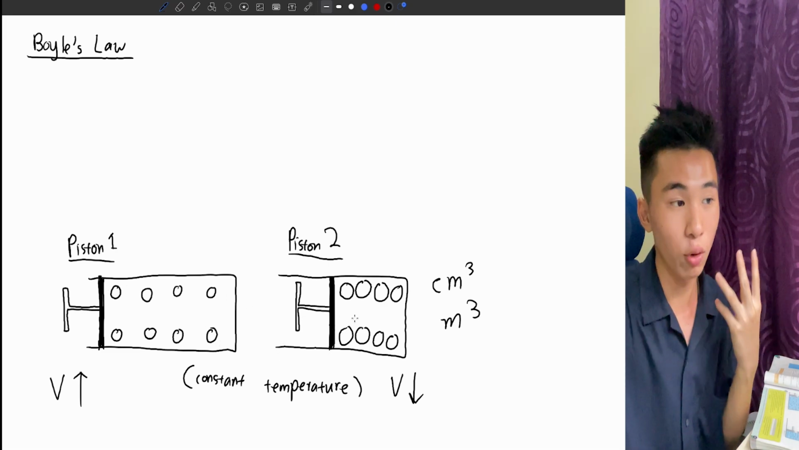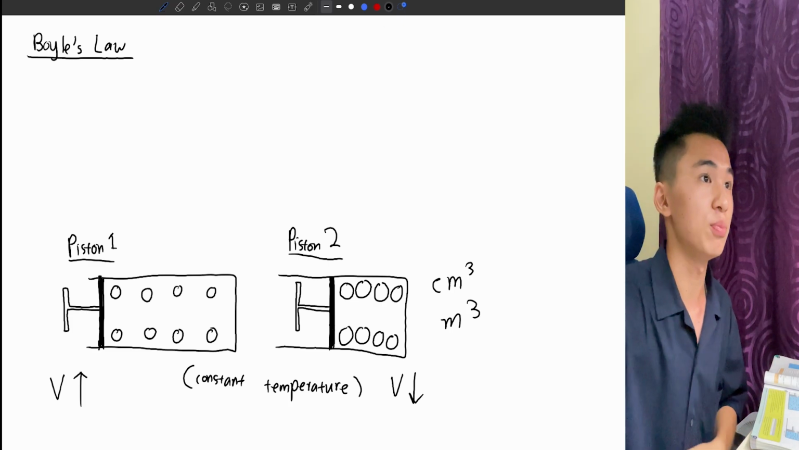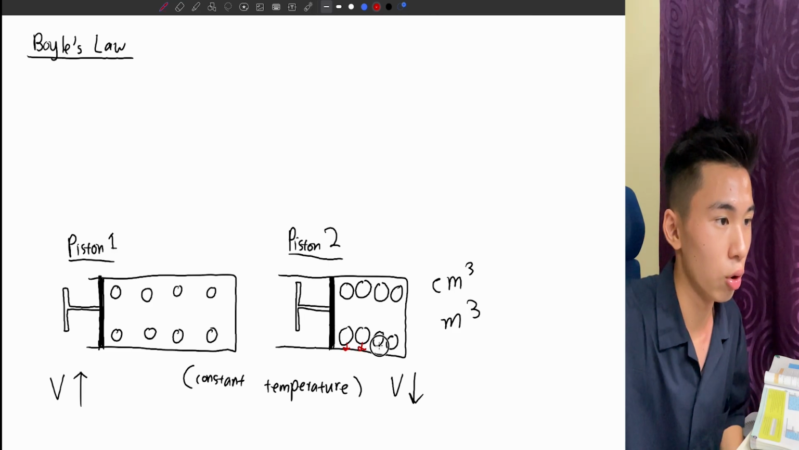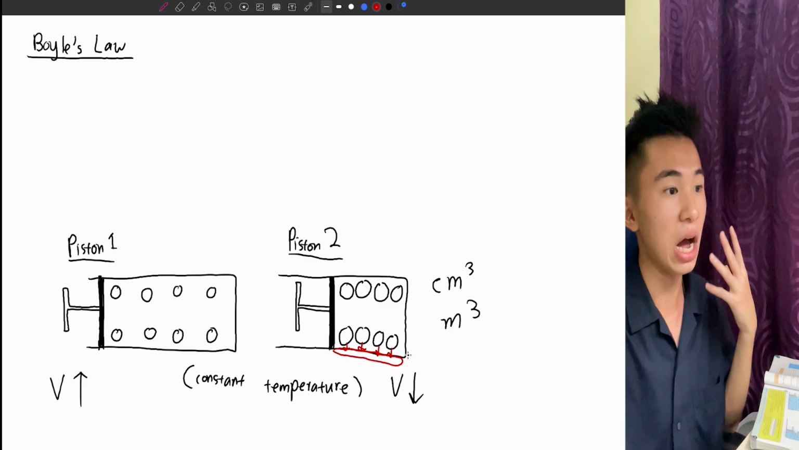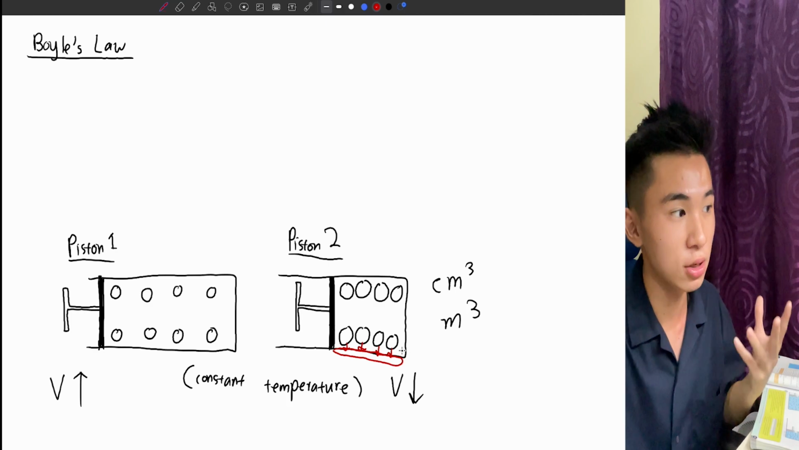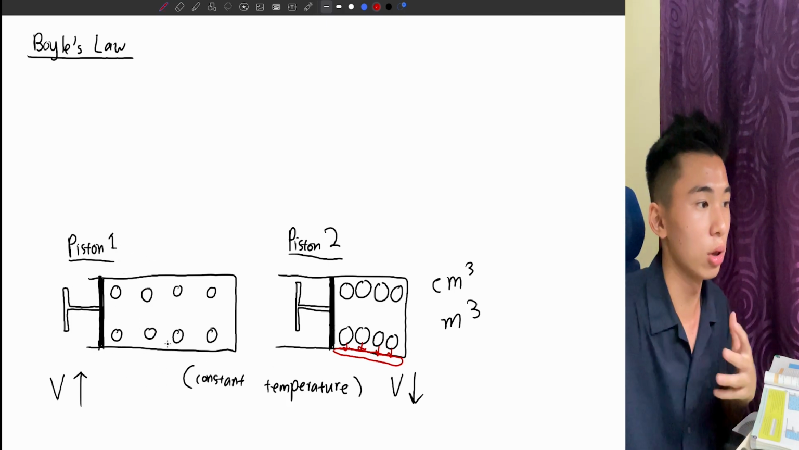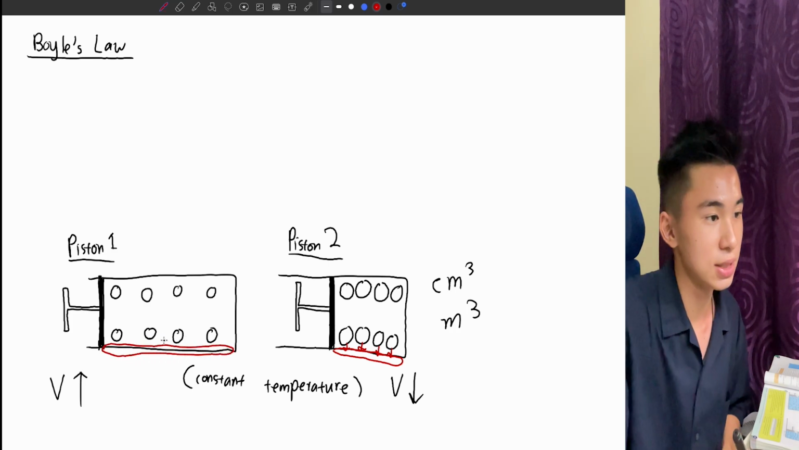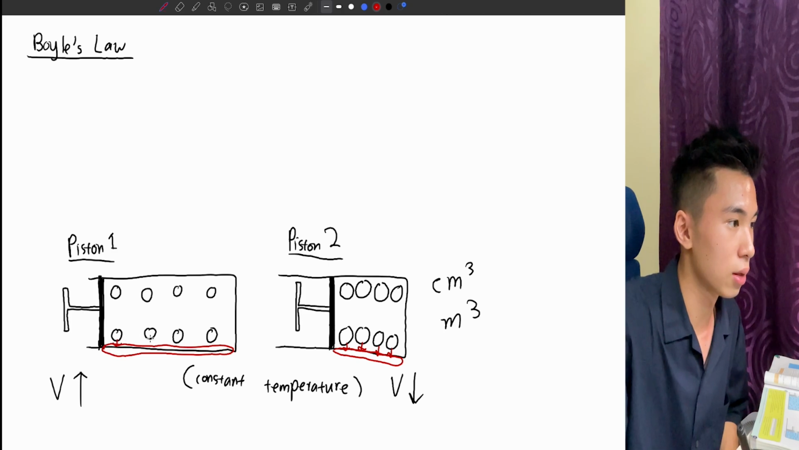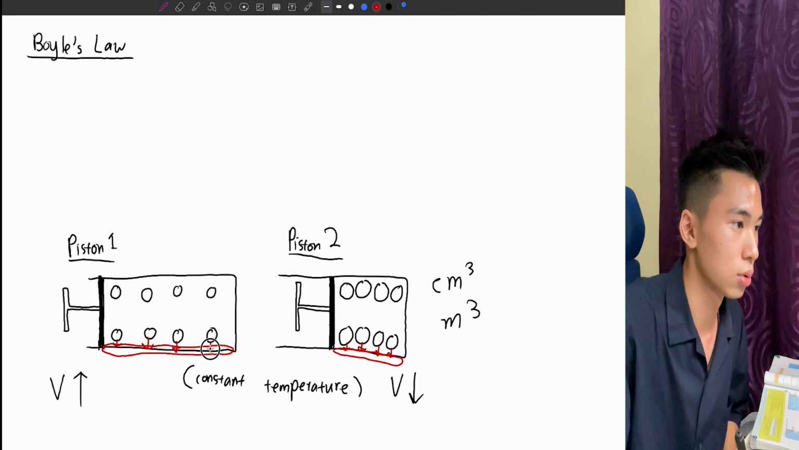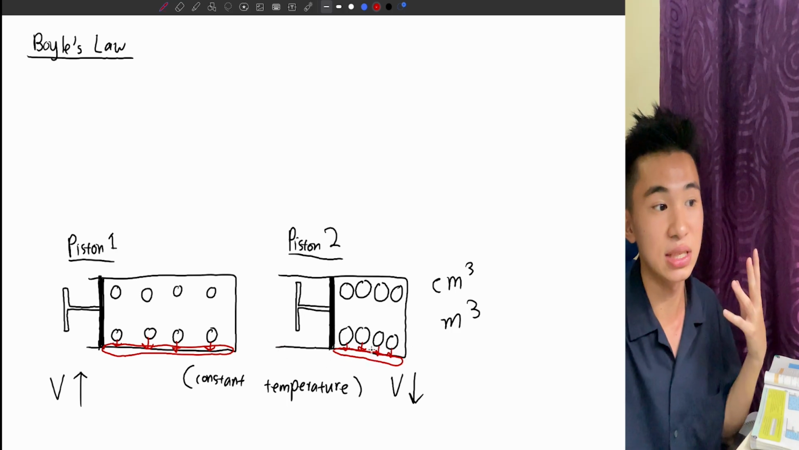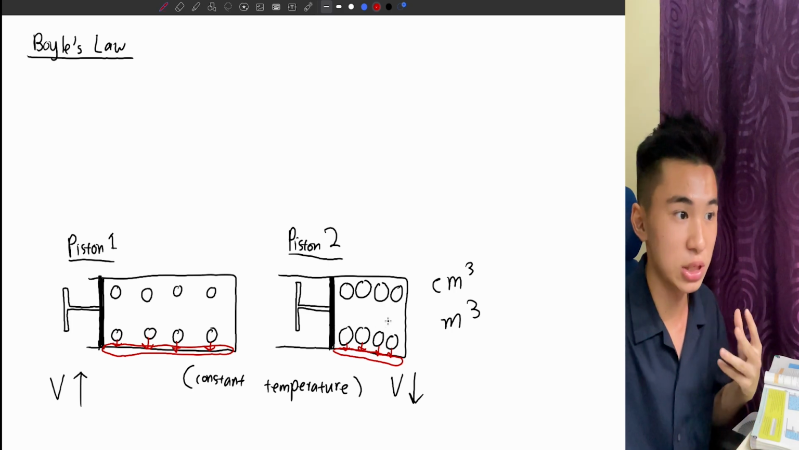So since you have lesser volume and more molecules, the amount of force exerted by the molecules over this area right here is double the amount of force exerted by the molecules in piston 1. As you can see right here, we have greater surface area and the force is spread out. But in this case the force is concentrated, which means we have more pressure.